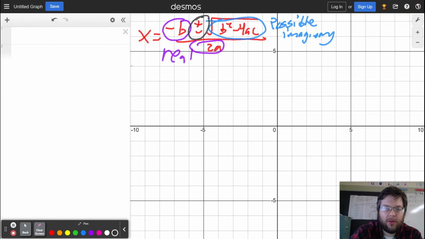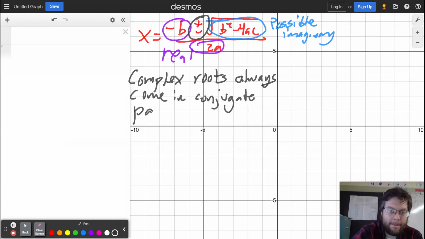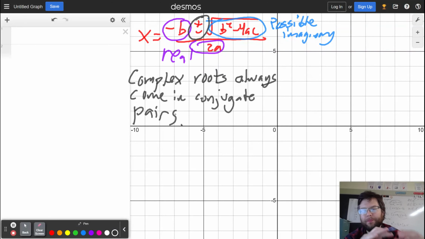And so that sentence that you all should write in your notes is just that complex roots always come in conjugate pairs. Okay, so that's all the background information you need. Now I'll do two examples.